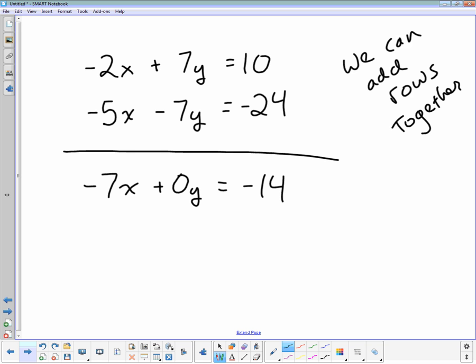Now, if I wanted to, I could get x all by itself. What could I do to get x all by itself? Divide by what? Negative 7. It's the coefficient in front of the x, and really what you want is 1x all by itself. Ha! That's a goal.